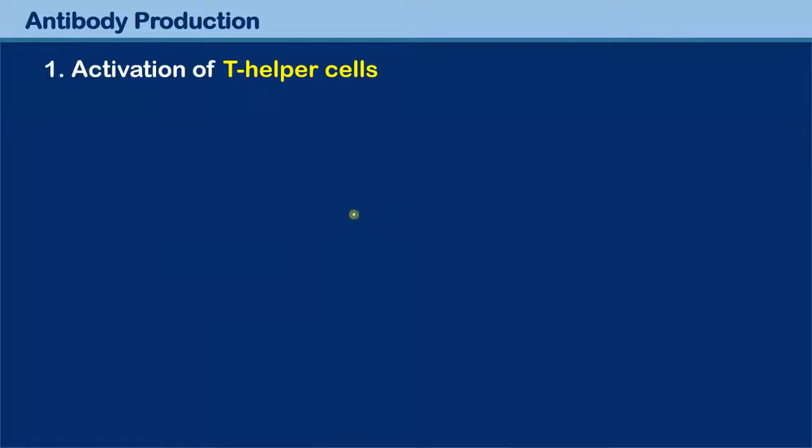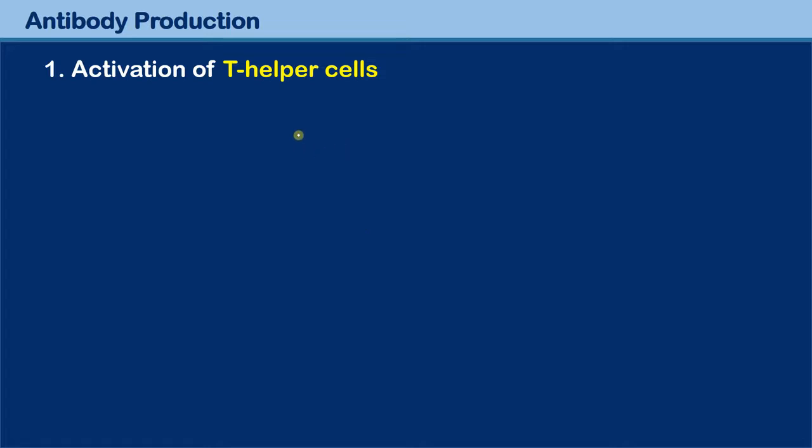I'm now going to explain to you in slightly more detail how the human body, or let's say mammals in general, produce antibodies. Antibody production is a pretty complicated system, because we have to make sure that we produce antibodies only when we really need them. We don't just want to make antibodies for nothing.